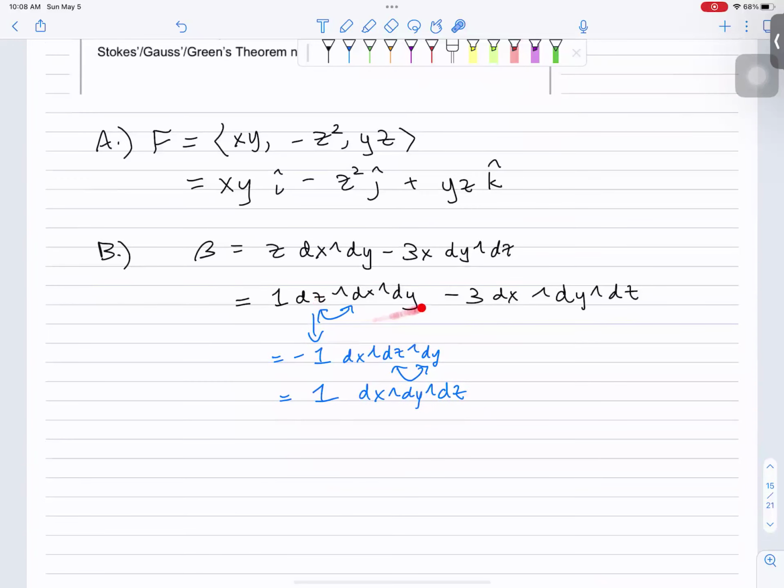I couldn't have just swapped whatever I want. I have to do these two first and then these two. And that's why 1 of dz dx dy equals 1 dx dy dz. So I have 1 dx dy dz minus 3 dx dy dz. So that means I have negative 2 dx dy dz.